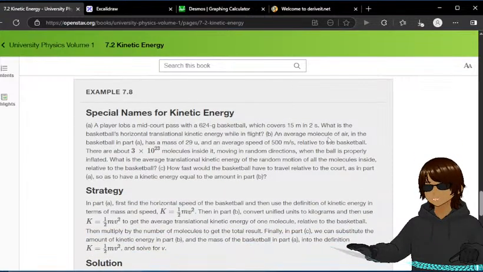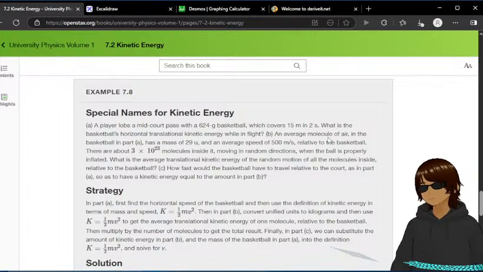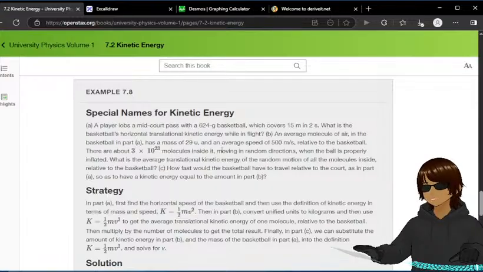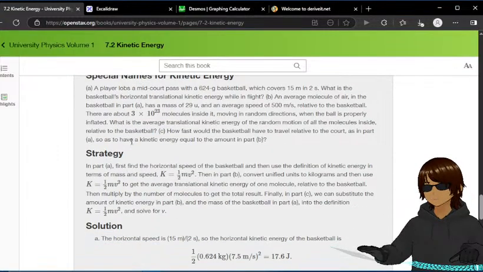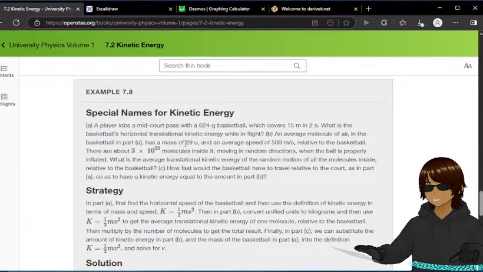An average molecule of air in the basketball in part A has mass 29 micrograms and an average speed of 500 meters per second relative to the basketball. There are about 3 times 10 to the power 23 molecules inside it moving in random directions. When the ball is properly inflated, what is the average translation kinetic energy of the random motion of molecules inside relative to the basketball? So half m times v square.